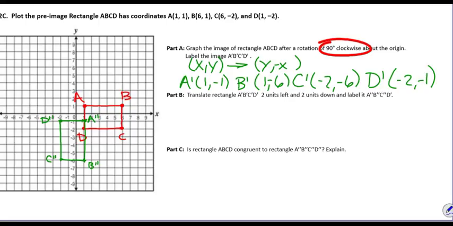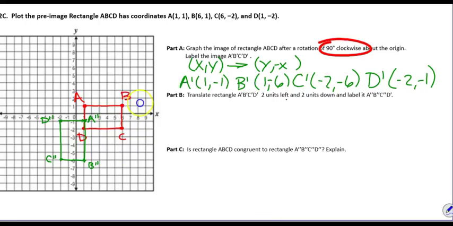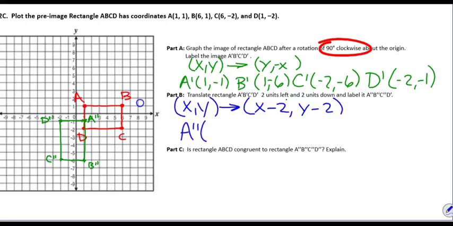So here again, we are going to write the rule first. The rule here for 2 units left, so we're going to go (x, y). 2 units left would be x minus 2, and 1 unit down would be y minus 1. So now we're going to apply this to our points. A double prime is going to be (-1, -3), because when we subtract 2 from 1, we get -1. And when we subtract from -1, we get -3.